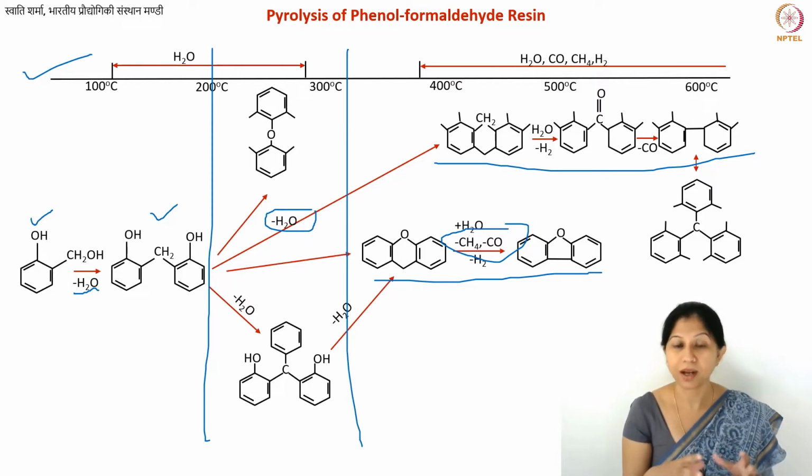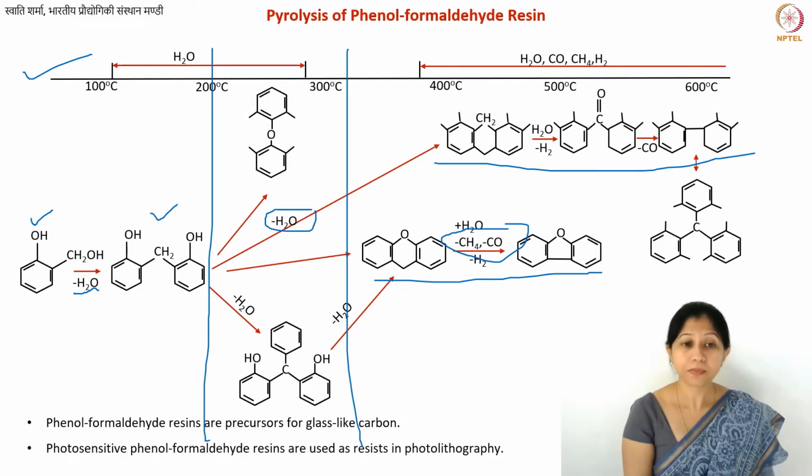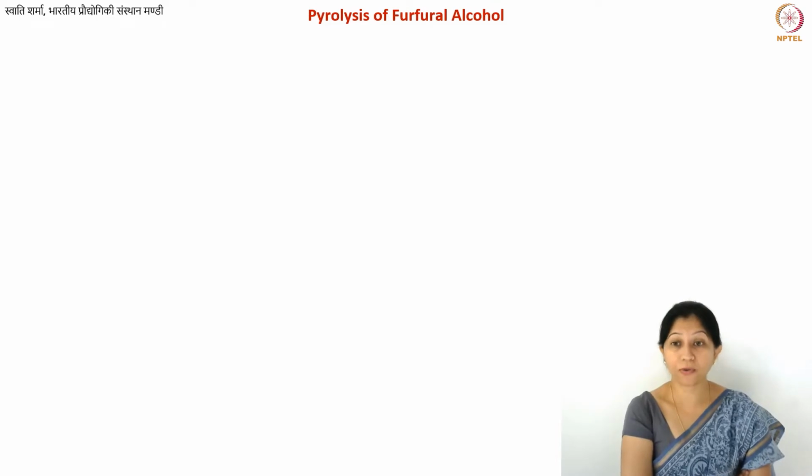So tar is basically a mixture of a lot of different small hydrocarbons, small but not too small. Okay, so this is phenol formaldehyde resin. What do we use it for? For making glass-like carbon. And the photosensitive ones are used in photolithography, and that you can use for microfabrication using glass-like carbon. Second example is that of polyfurfural alcohol.